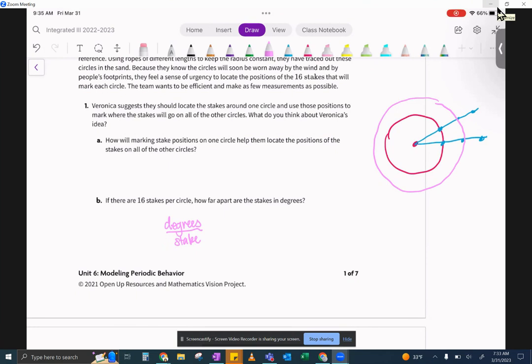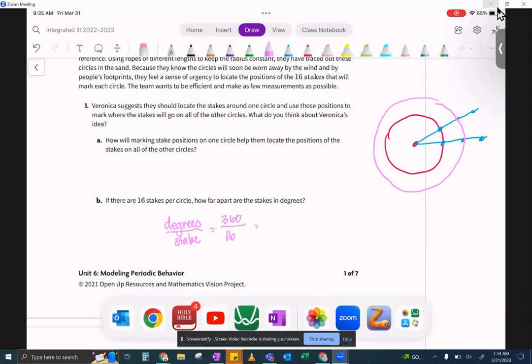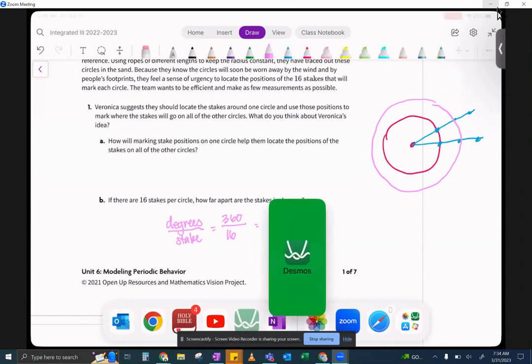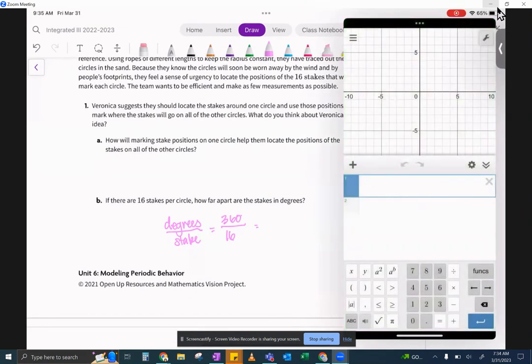Okay, so just like it says stakes in degrees. That's how many degrees are in each stake. That's all they're asking. So how many degrees are there in a circle? And you're like, oh, there's 360. And how many stakes are there? Oh, that's 16. And so we get, and I have to use my calculator, 360 divided by 16 is 22.5.